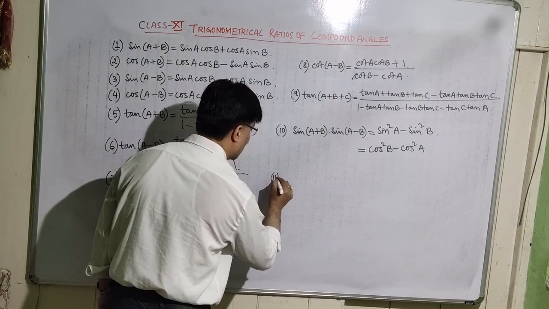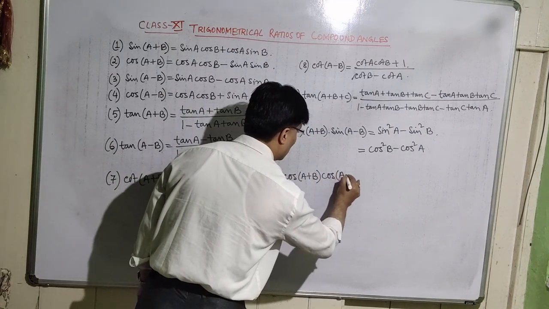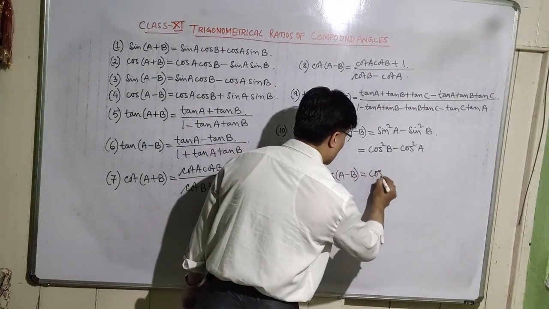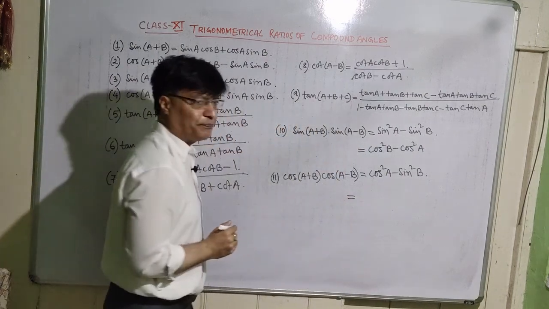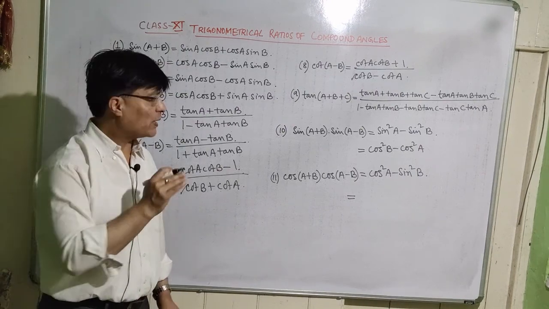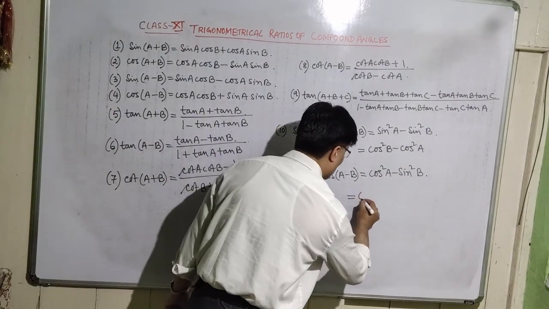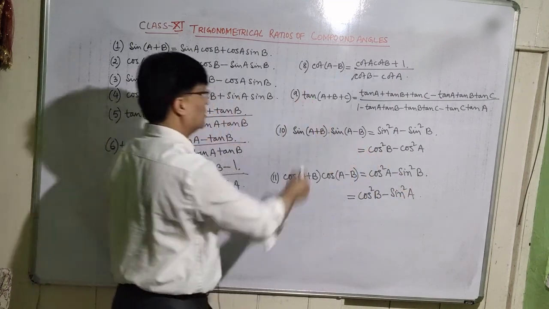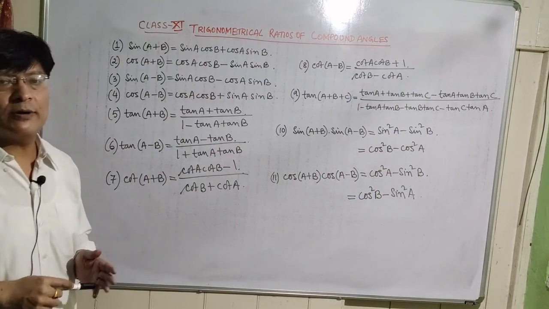So number 11, cos of A plus B into cos of A minus B, which is equal to, its formula will be cos square A minus sine square B, or I already told you that cos square A can be written in terms of 1 minus sine square A, and this sine square B can be written in terms of 1 minus cos square B, and if you simplify it, you will get cos square B minus sine square A. So these are the formulae that you should remember, okay, for this chapter, trigonometrical ratios of compound angles.